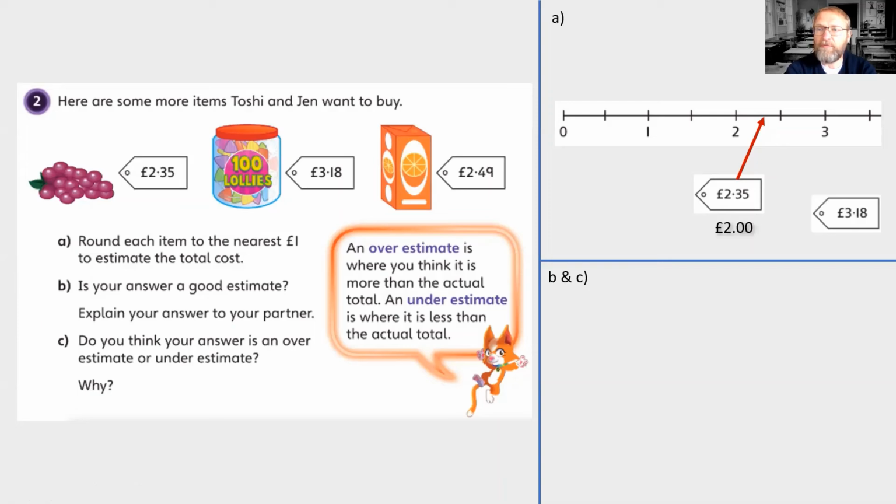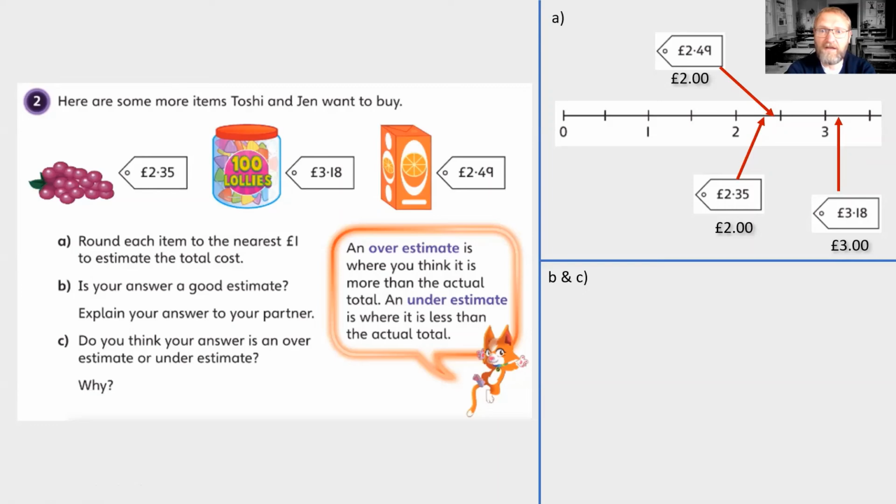Now, if we put £3.18 on our number line, where do you think that would go? Yeah, it would go just about there, just over the £3 and under the £3.50 mark. And that would round down, as you can see, down to £3. And finally, £2.49, where would that go on our number line? Yeah, just under the £2.50. And because it's less than halfway, we would round down. So once again, that would round down to £2.